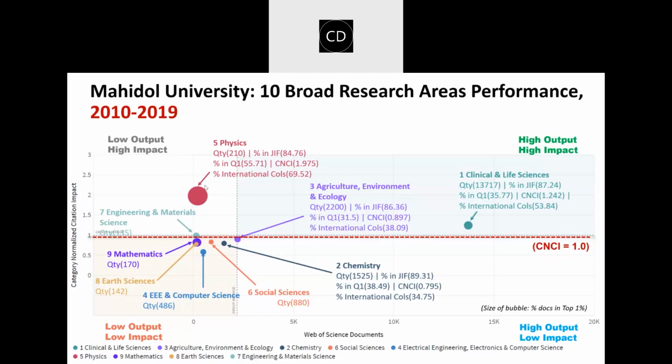research come from? Is it purely led by Mahidol University, or has it been because of some collaboration? Because as you can see here, the percentage of international collaboration here is quite high. So this gives you another perspective that you could explore. So for now, the high output, high impact research areas that Mahidol University has is around clinical and life sciences.